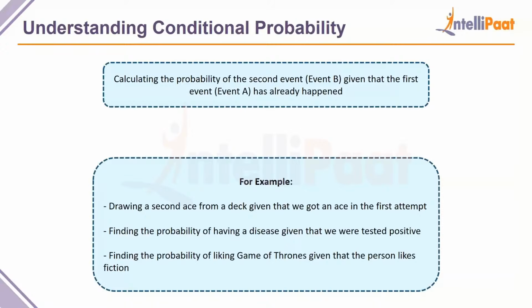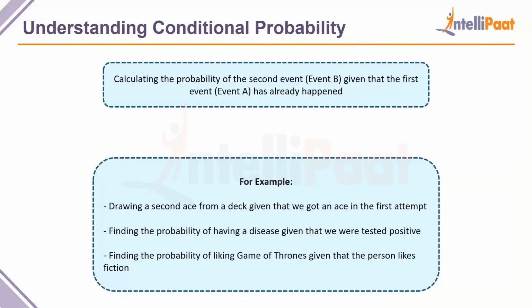Firstly, calculating the probability of the second event, which is event B, given that the first event, event A, has already happened, is what's called conditional probability. If you have ever tried to calculate the likelihood of it raining, given that it has already rained the day before, that's a conditional probability in which event B, the second event, is raining today, and event A, the first event, is the event that had happened previously. So if it had rained previously, then it would be yes, otherwise no.